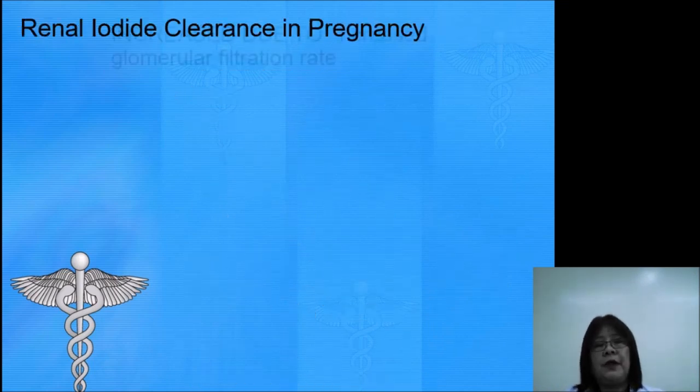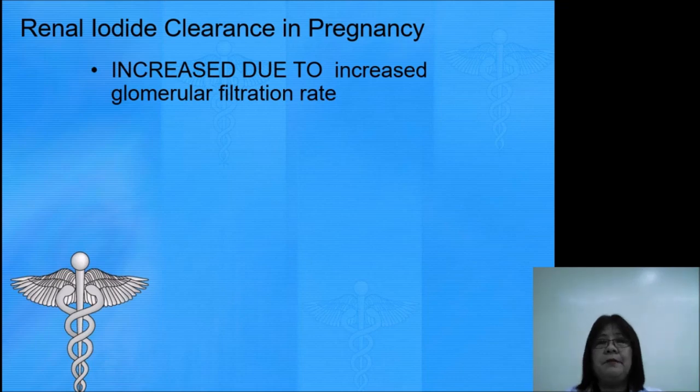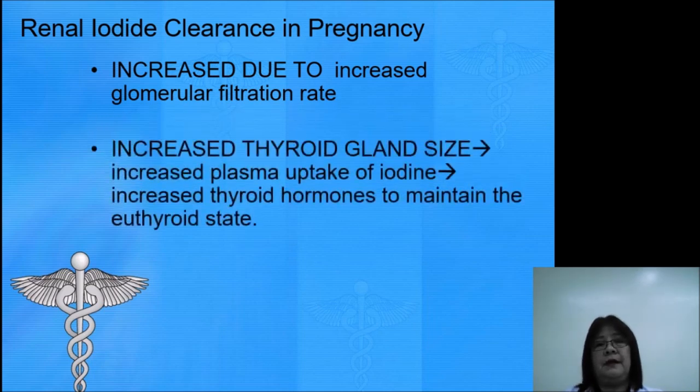Another factor that will affect the thyroid gland will be the increased glomerular filtration rate when your patient is pregnant. Because of the increased glomerular filtration rate, the thyroid gland will try to compensate by increasing plasma uptake of iodine. And this increased plasma uptake of iodine is a compensatory mechanism of the thyroid tissues in order to maintain a euthyroid state.